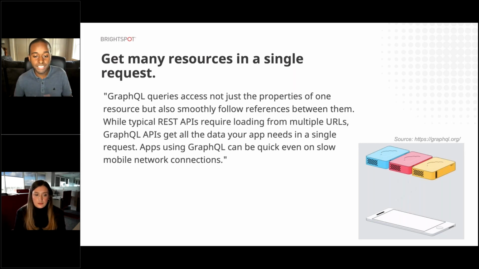Get many resources in a single request. Brightspot's ecosystem is comprised of many content types with complex but useful relationships. While typical REST APIs require loading data from multiple URLs to gather all data when dealing with complex data relationships, GraphQL APIs get all of the data that your app needs in a single request.